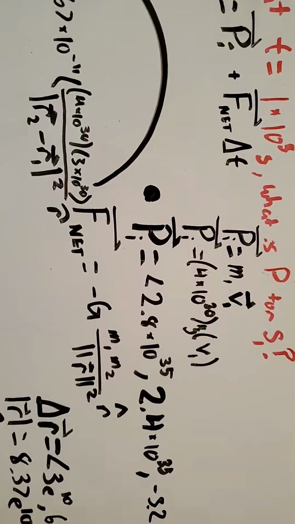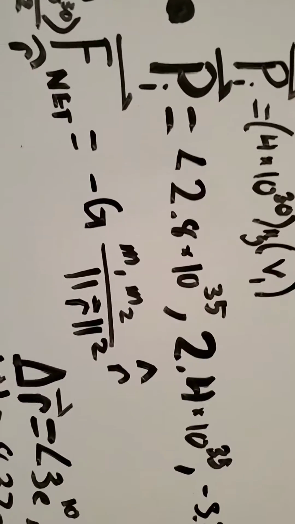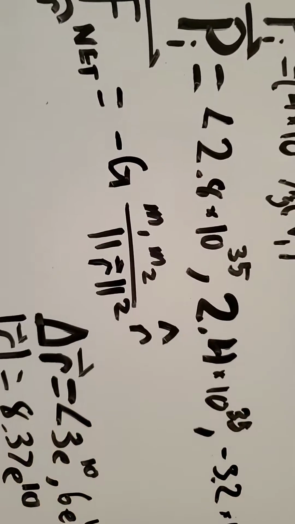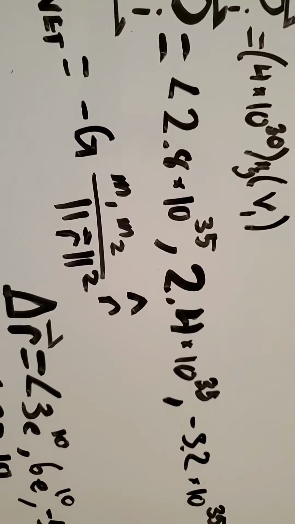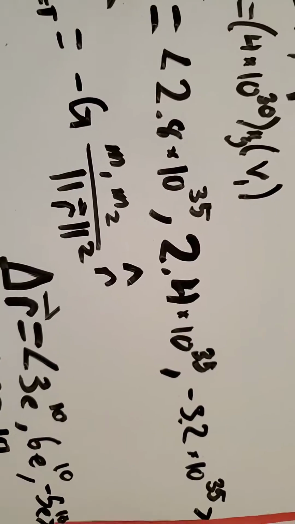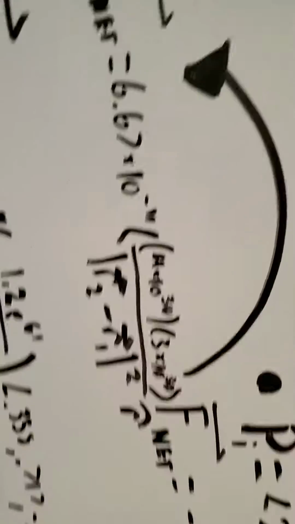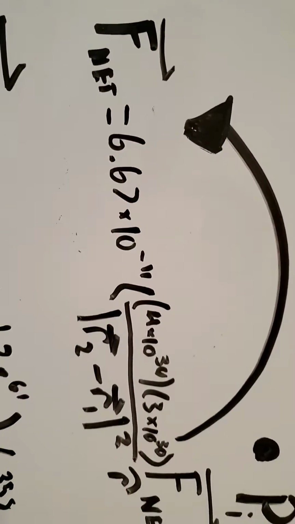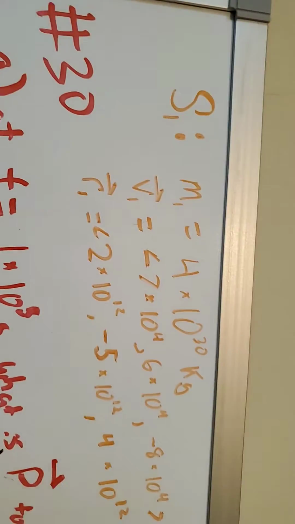Next up, our last variable we need to find is our F net. In this case, it's just going to be gravity. It says there's no other forces acting on it. So here's the formula for gravity: negative G times mass 1 times mass 2 divided by the magnitude of the distance between the stars squared times the unit vector r. In this case, G is a constant, 6.67 times 10 to the negative 11th. We're going to multiply that by our two masses. We have all the information up here.